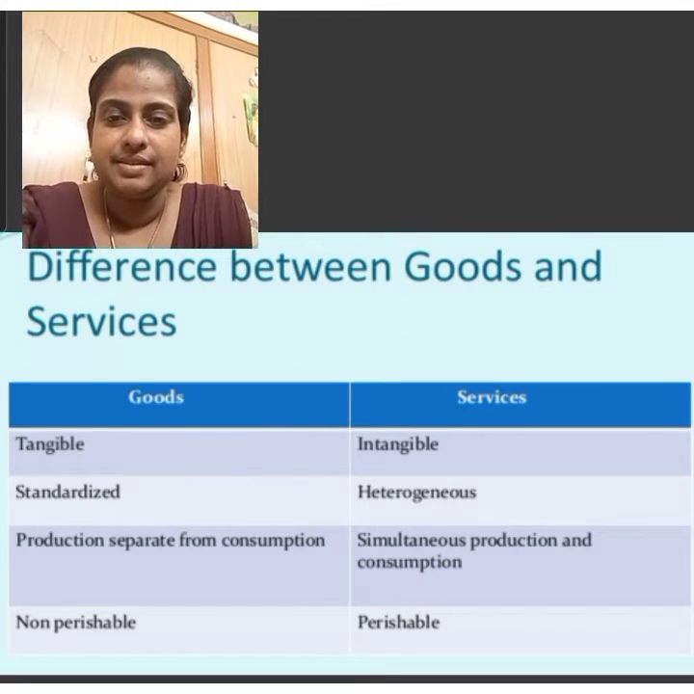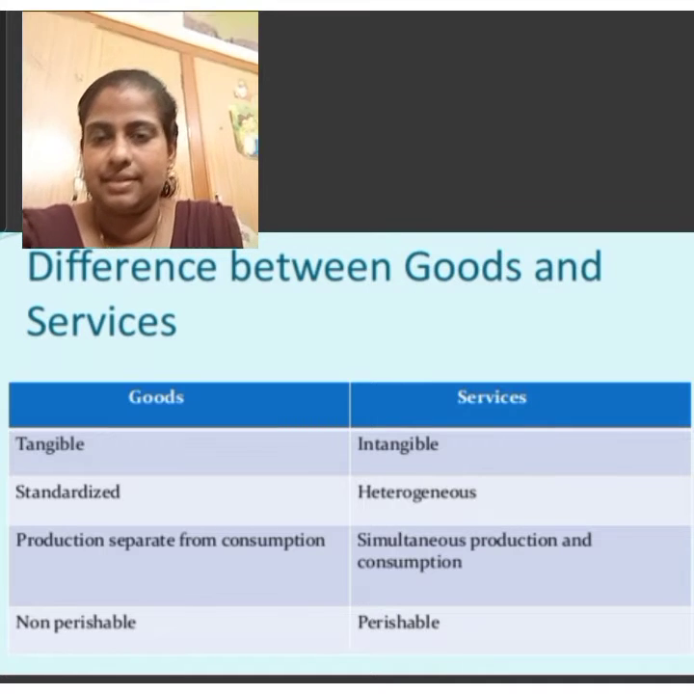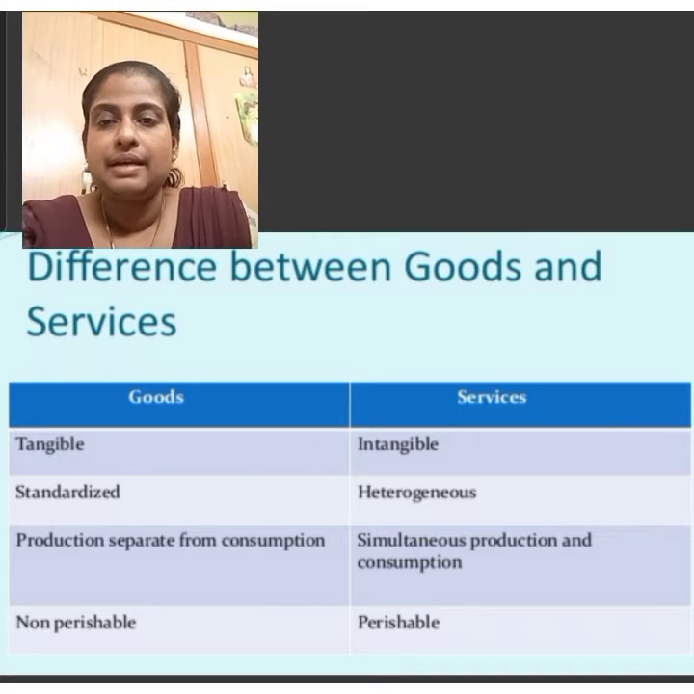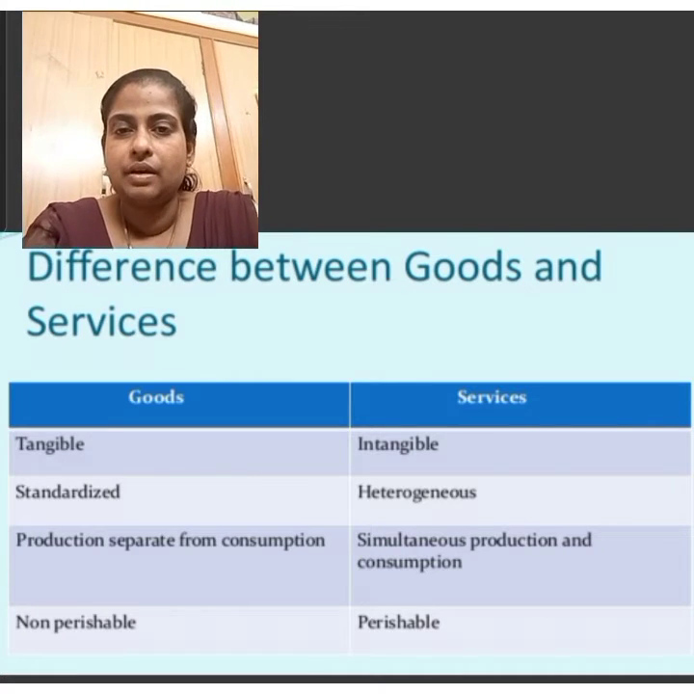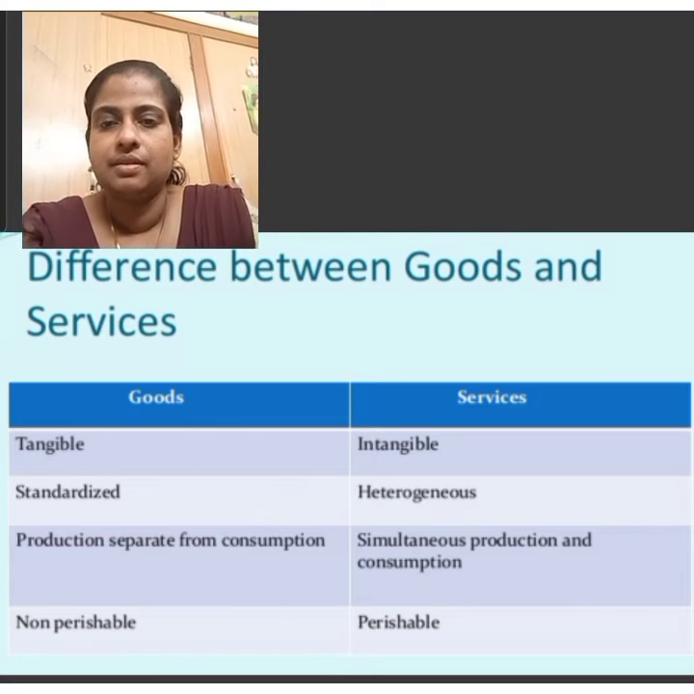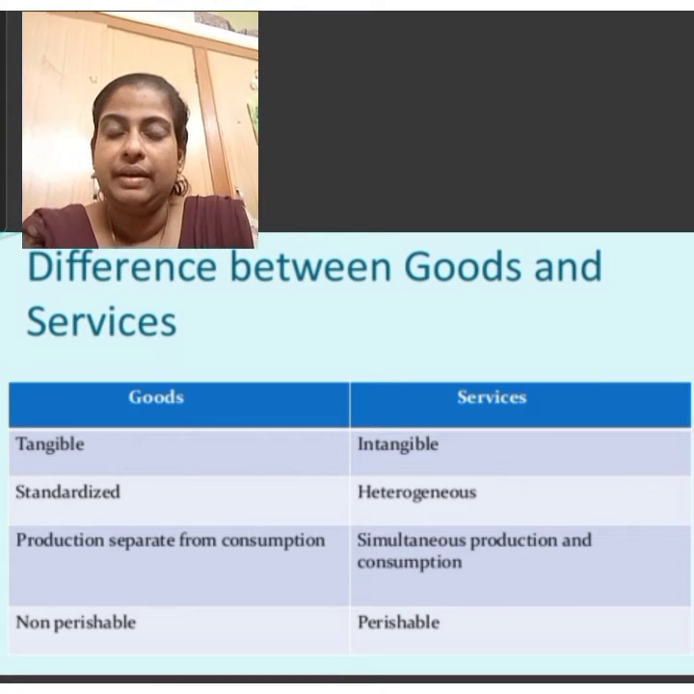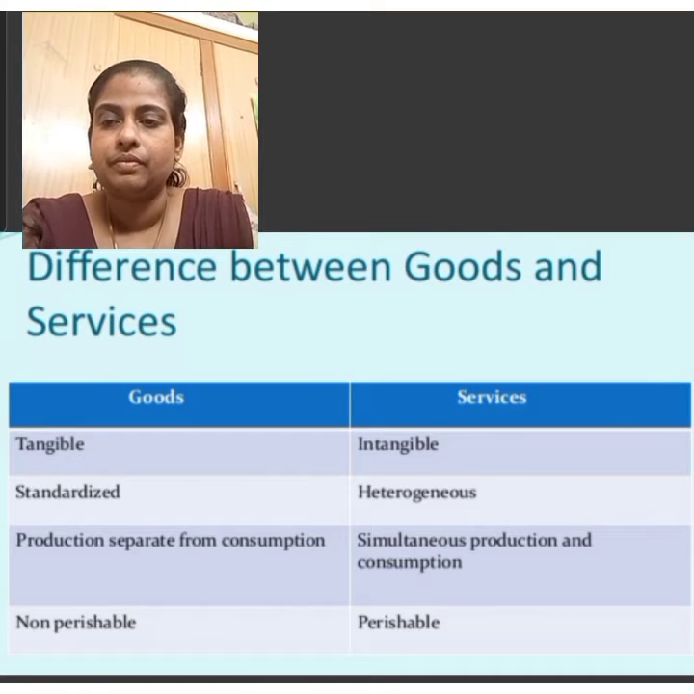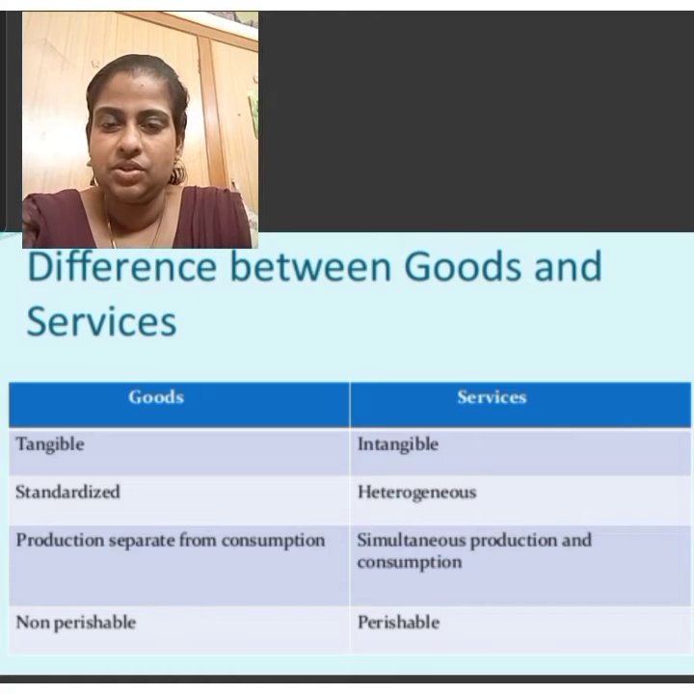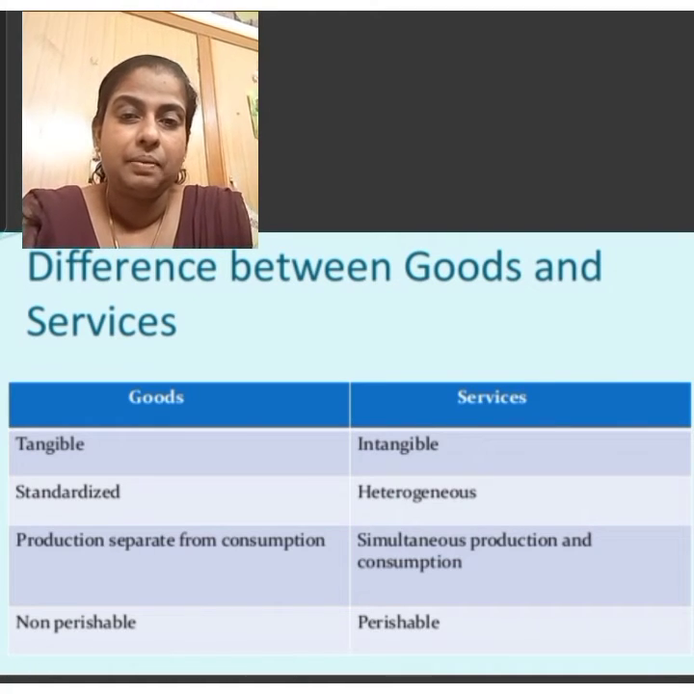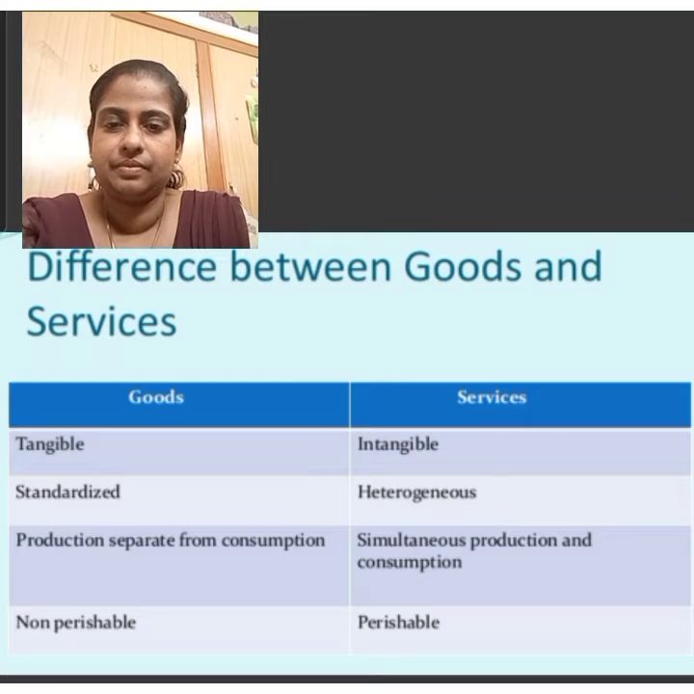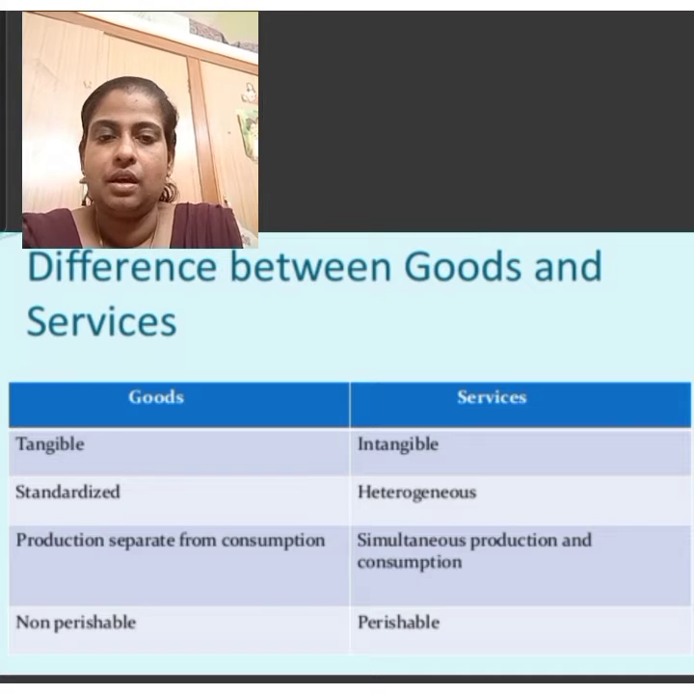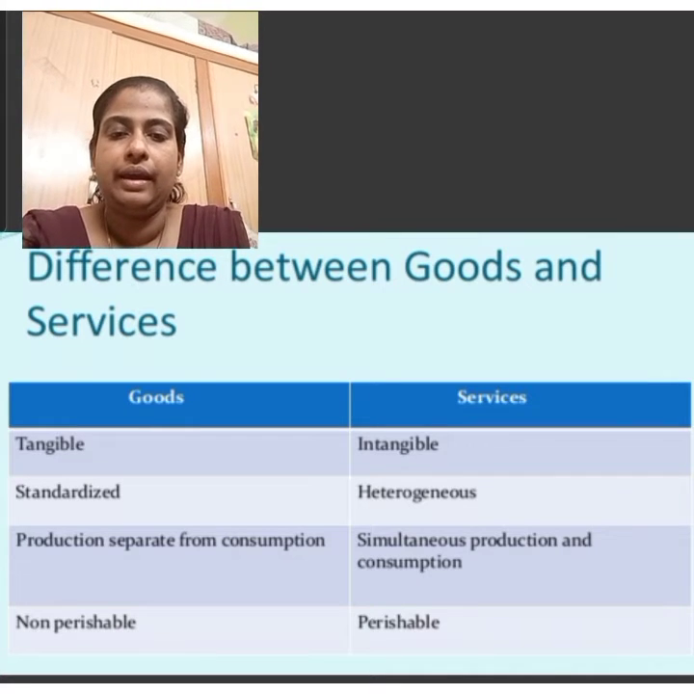The first difference is goods are tangible assets. The other examples for tangible assets are plant and machinery, furniture, fixtures, etc. But in the case of services, services are intangible. Example, doctor's treatment, goodwill, patent, etc. The next point is goods are standardized, but services are heterogeneous.